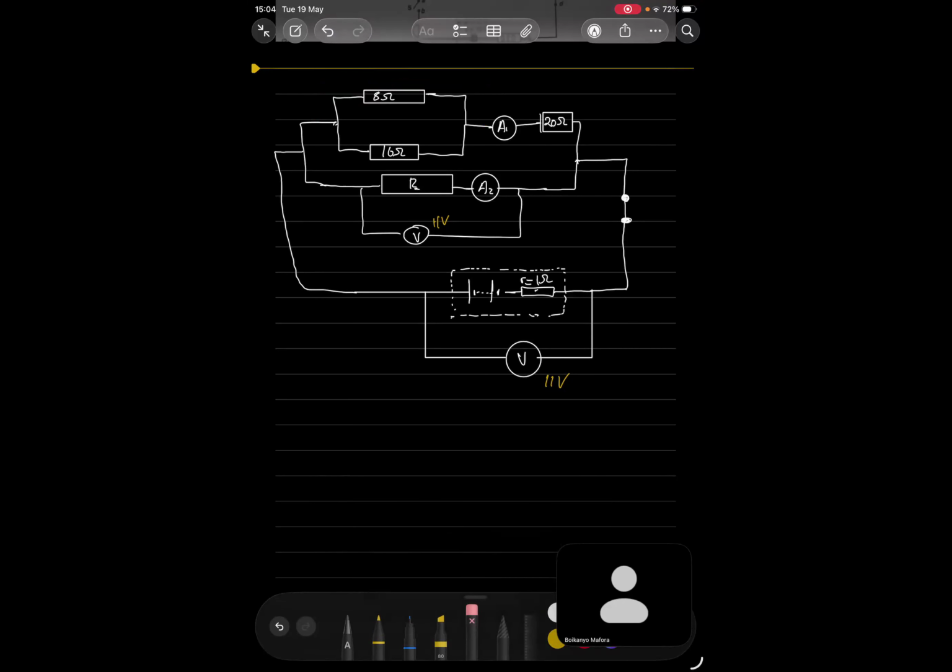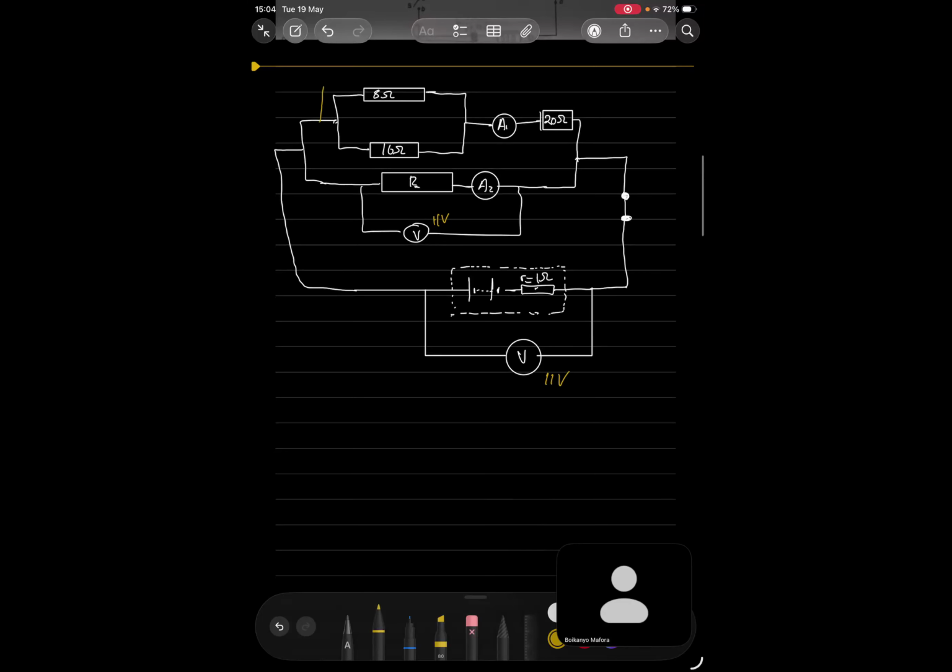As 11 volts. But what's going to be the voltage across these two? That is going to be 11 volts, because this section is parallel to R. But this series circuit and this guy, they are sharing this 11 volts that is up there.